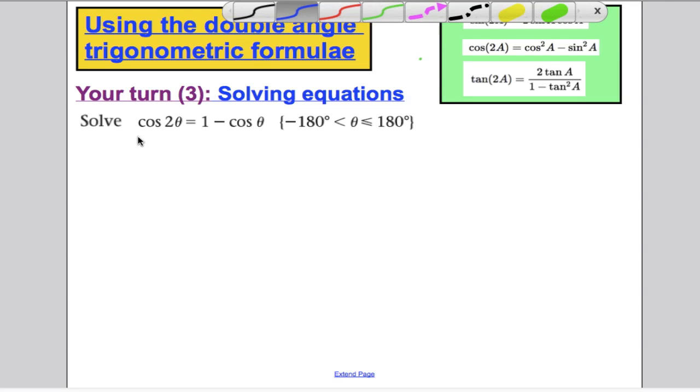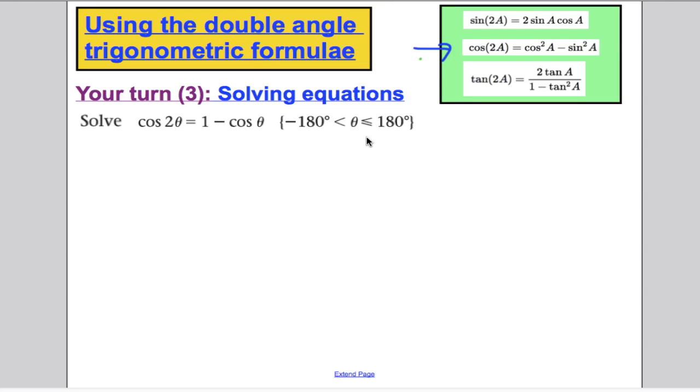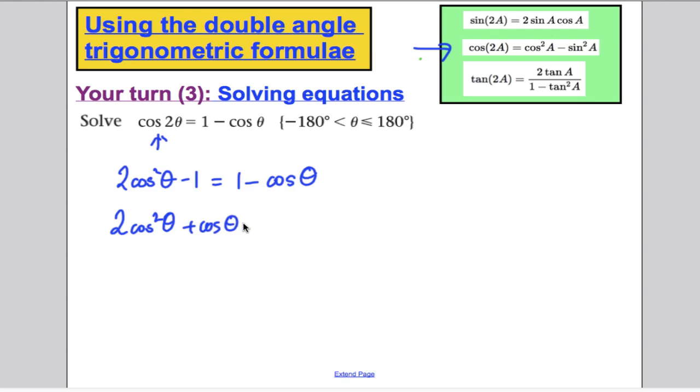Okay, so your only option really was to use the double angle formula here. Again, rather than substituting cos squared minus sine squared, it will be easier for you to substitute 2 cos squared theta minus 1 in for this, because then everything will be in terms of single cos theta, and that will equal 1 minus cos theta. Subtract 1 off both sides and add cos theta to both sides. You would get 2 cos squared theta plus cos theta minus 2 is equal to 0.